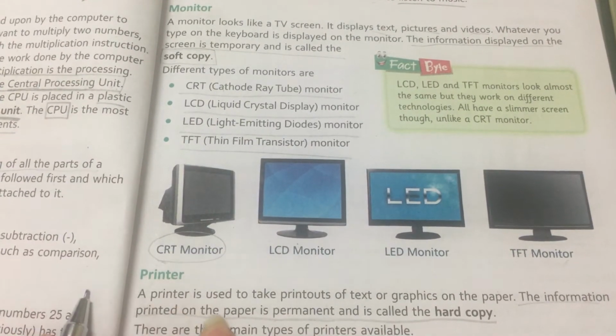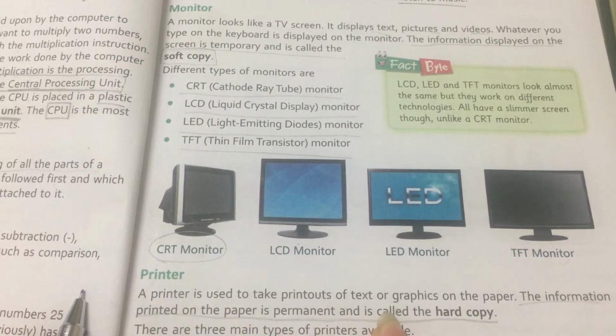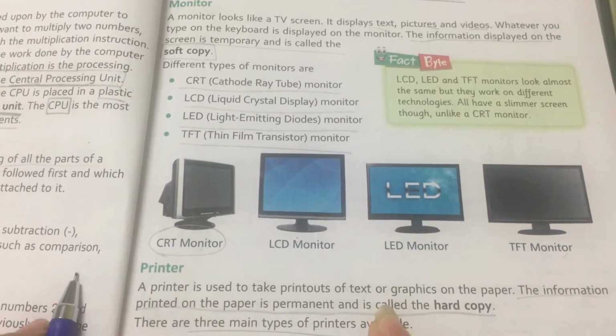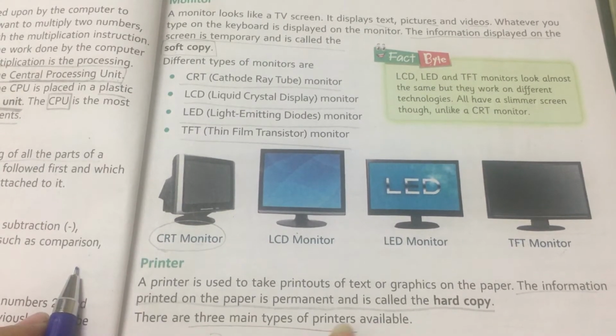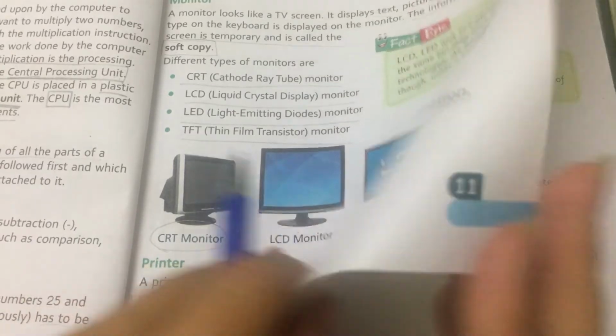Printer. A printer is used to take printouts of text or graphics on the paper. The information printed on the paper is permanent and it's called the hard copy. There are three main types of printers available.